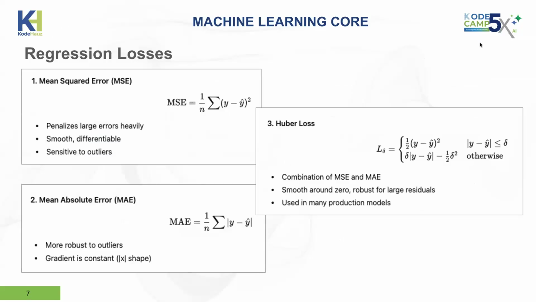We looked at different kinds of losses. Mean squared error, which is the square of the differences, the error itself or the residual, the sum of the squares divided by the total number. So the mean of the squares. Mean absolute error, we looked at that as well. And then we looked at the Huber loss, which is the combination of both.